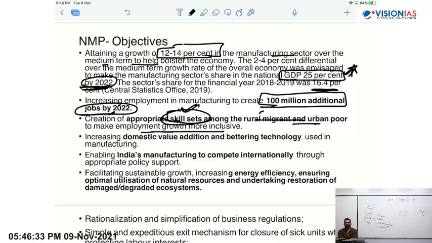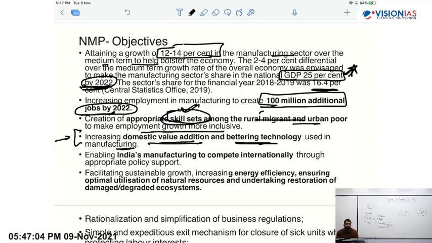By the time 2011 came, we started thinking about them. That is why you see first is 25% by 2022. The other was 100 million additional jobs by 2022. So creation of jobs. Appropriate skill set. Increasing domestic value addition and bettering technology used in manufacturing. Now, what is the purpose of this? Why did we talk about increasing the domestic value addition and bettering technology used in manufacturing?